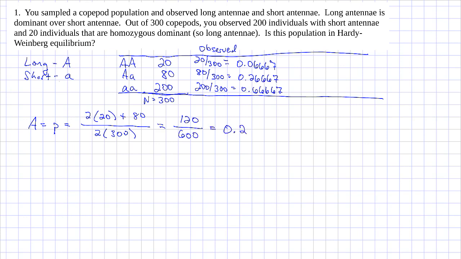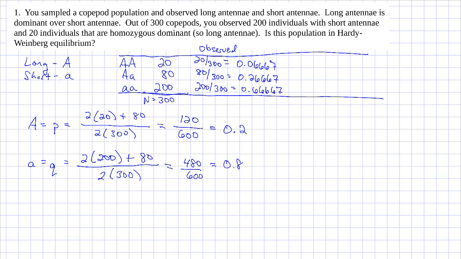I'll also check my calculation by calculating the recessive allele frequency, little a, which is also q. This is 2 times our recessive individuals plus our heterozygote individuals, divided by 2 times our population size. I get 480 divided by 600, which is equal to 0.8.